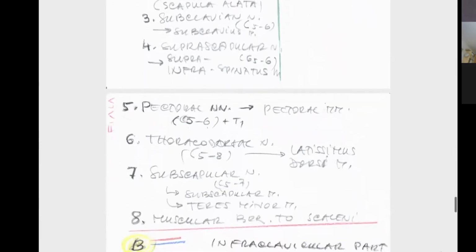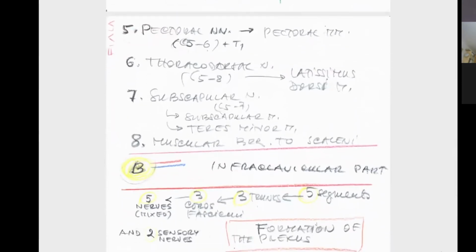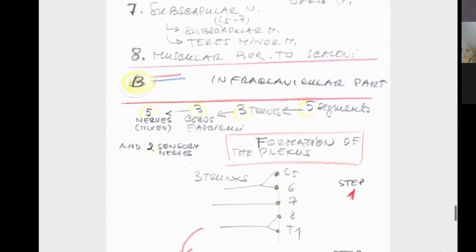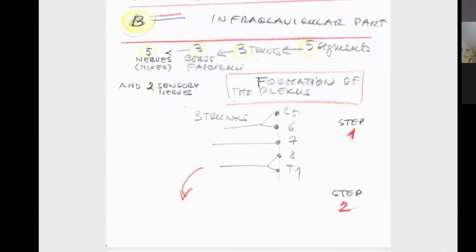Next one, muscular branches to the scaleni muscles. We remember that scaleni muscles also receive innervation from this part of the brachial plexus. And then again, full page, good. And then we are in category B, the infraclavicular part. There is a diagram which you can see also in the atlases and books, and it seems to be very complicated, but I'm offering you a way of constructing it in the progressogram, which consists of 3 steps.